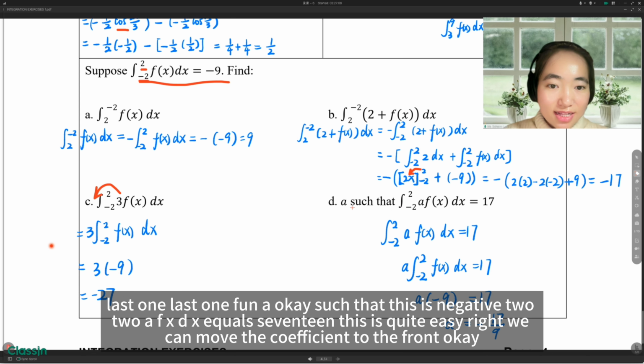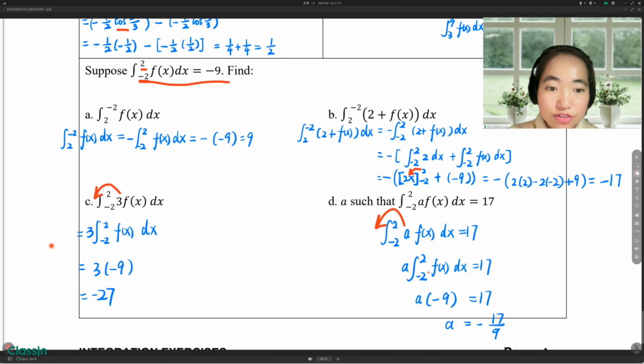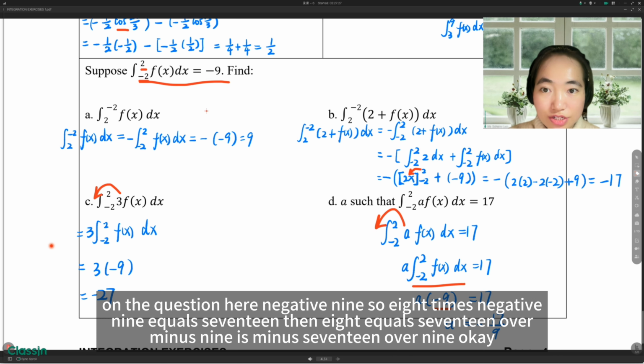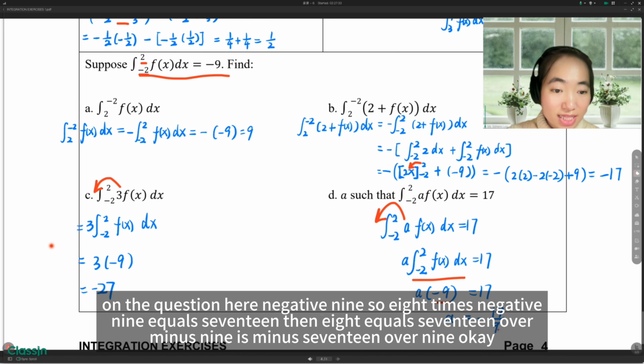Okay, last one. Last one, find a, such that the integral from -2 to 2 of a f(x) dx equals 17. This is quite easy, right? We can move the coefficient to the front. Okay, so a times the integral from -2 to 2 is 17, right? And we already get this is what? This is -9, right? From the question here, -9. So a times -9 equals 17. Then a equals 17 over -9. It's -17 over 9.